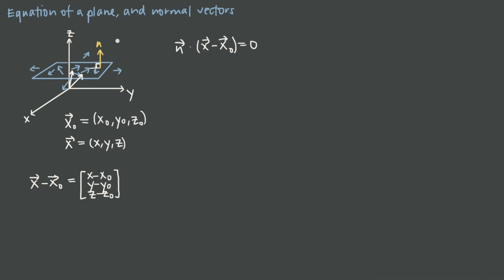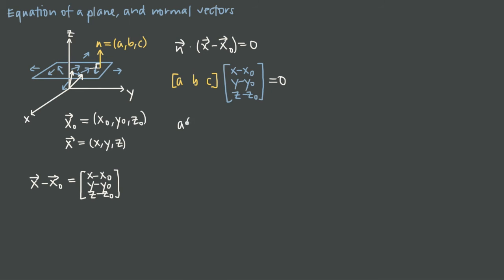So if we then define the normal vector, we'll just call it the vector a, b, c, then we can really take this dot product and we say that the normal vector is the vector a, b, c, and the vector that lies in the plane is this vector we found here, which is x minus x naught, y minus y naught, and z minus z naught. And that's equal to 0. And so then when we take the dot product, what we get is a times the first entry plus b times the second entry plus c times the third entry.